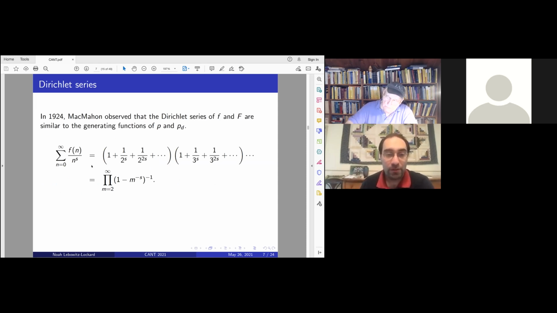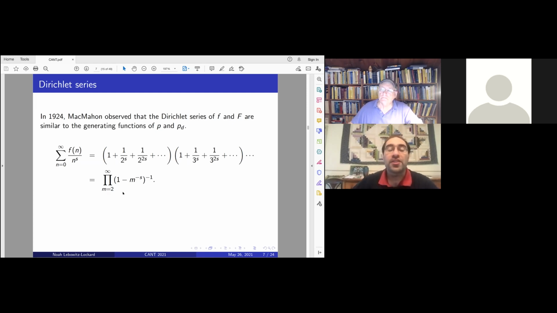So in particular, first we count the number of 2's. If there are 0 2's, we just multiply by 1. If there's 1 2, we have this 1 over 2 to the s term. If there are 2 2's, we have 1 over 2 to the 2s, etc. Then we do the same thing for 3. We have 1 over 3 to the s, 1 over 3 to the 2s, etc. And then we do that for every other number. Once again, these are geometric series, so we can simplify each of them. So we actually get this very nice product.